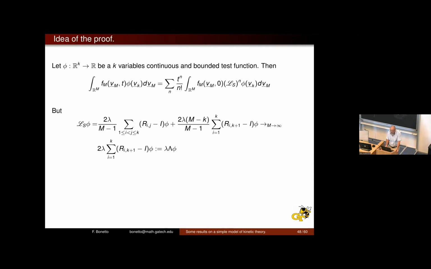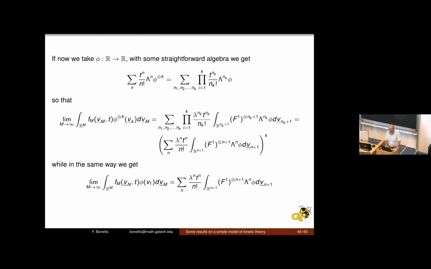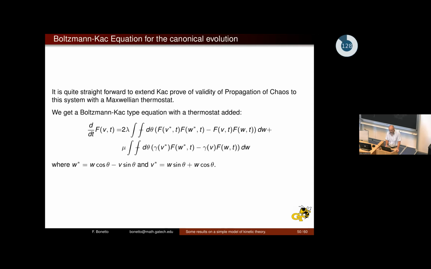And on the idea that if you apply the operator on a function that depends only on a finite number of variables, meaning you define in weak form the marginal, then most of the terms in the Kac operator drop out. And so you get a very simple expression. The proof is due to Kac, but it's McKean that gives this very nice algebraic definition. And then you can do it also for the system with the Maxwellian thermostat.